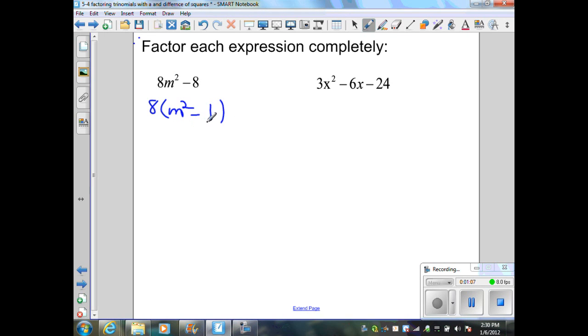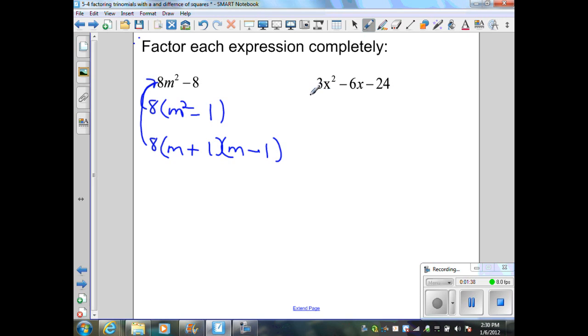I look inside my set of parentheses and I realize this is a difference of squares. So I always bring down the G.C.F. because each level has to equal what I started with. Then I put down two sets of parentheses to factor my difference of squares. M squared breaks up to m times m. 1 is 1 and 1. And my signs are plus, minus. And I know each level equals the original expression.